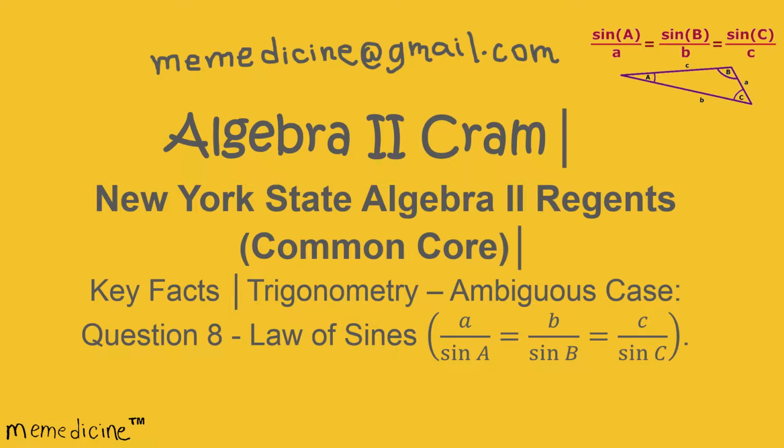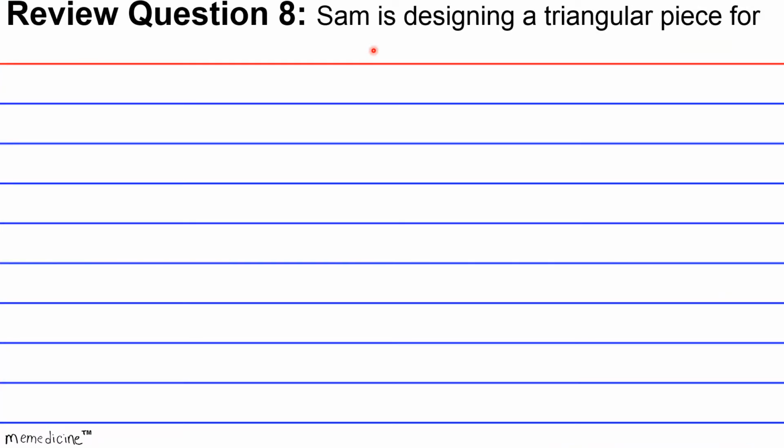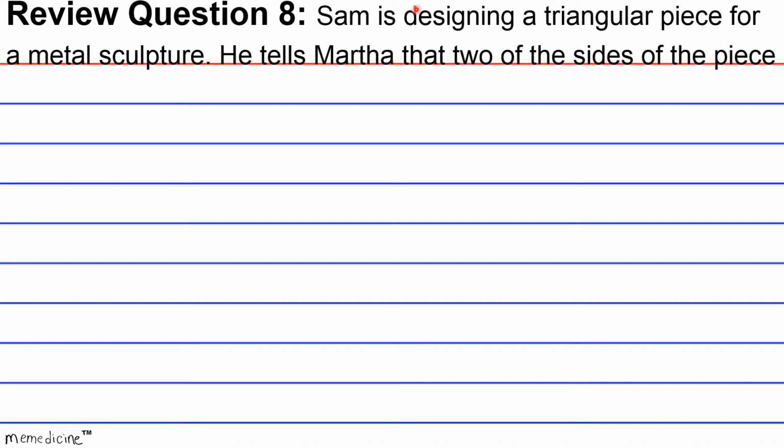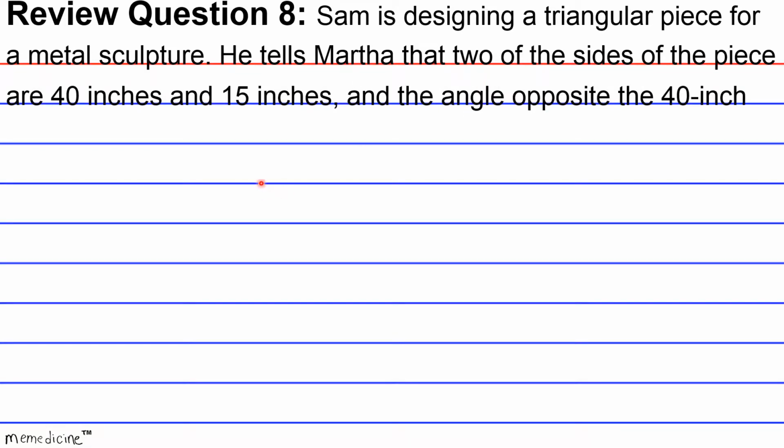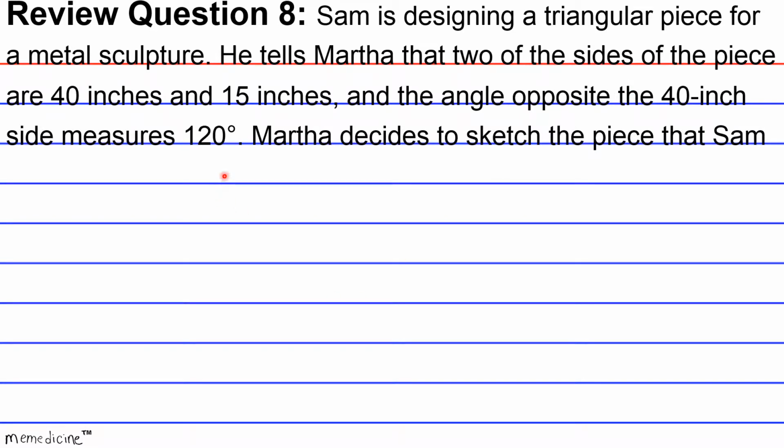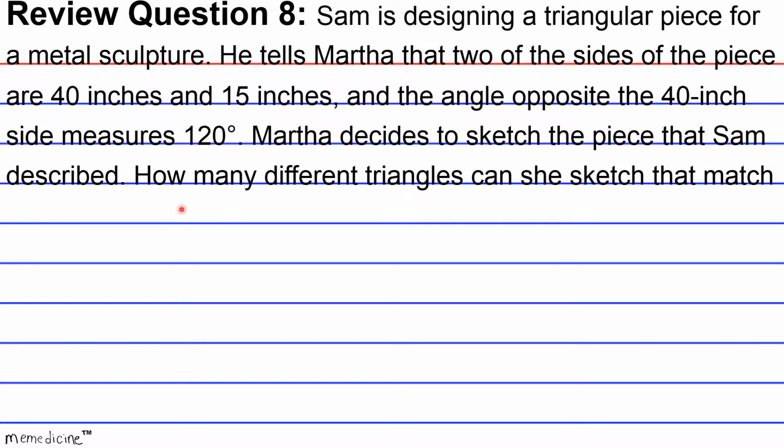All right, so let's delve into the question. Review question 8. Sam is designing a triangular piece for a metal sculpture. He tells Martha that two of the sides of the piece are 40 inches and 15 inches, and the angle opposite the 40-inch side measures 120 degrees. Martha decides to sketch the piece that Sam described. How many different triangles can she sketch that match Sam's description? Is it going to be 1, 2, or 0 triangles possible?